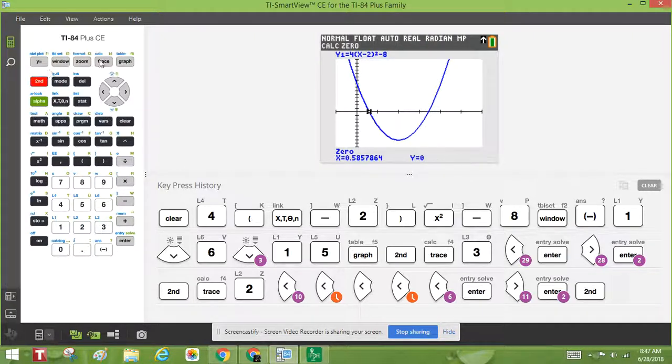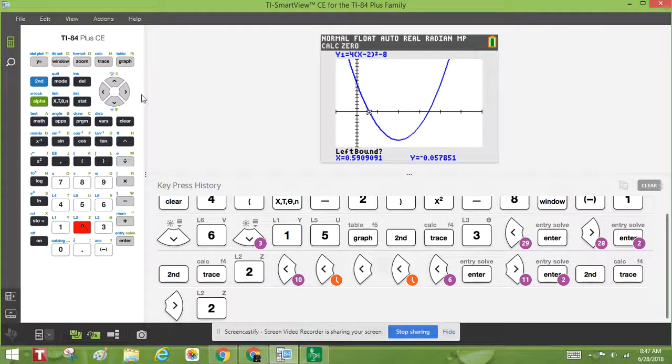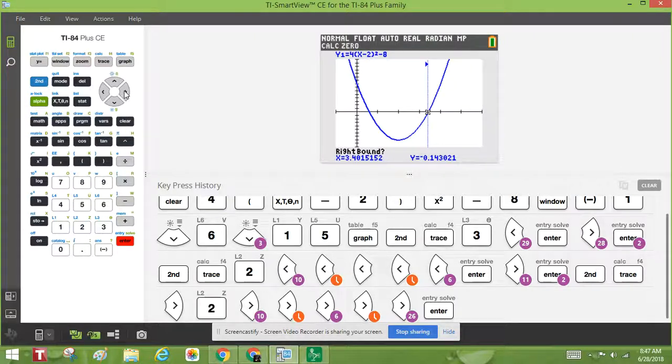Again, second calc. So you have to go to 0, number 2. Left bound, you have to scroll over to the left. So I want to be left of the point I'm trying to find. And that's good enough. Hit enter. And then I want to switch to the right bound. And hit enter again. I may have gotten too close on that left-hand bound side. We'll see what happens. And hit enter again.